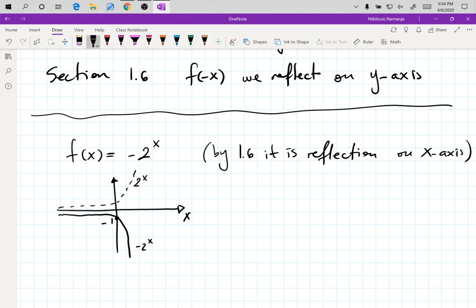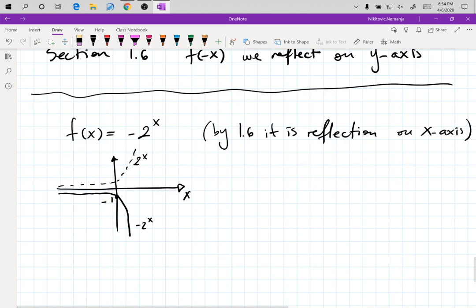Again, not to be confused with 2 to the negative x. 2 to the negative x is decay. This is not decay. My decay needs to drop down and approach 0, right, as it goes along. This one just plunged down immediately. It just went face down. All right.